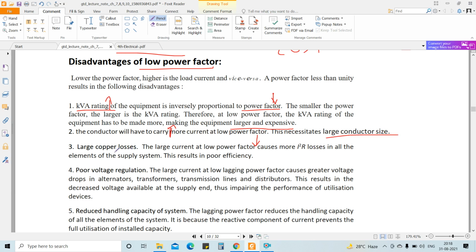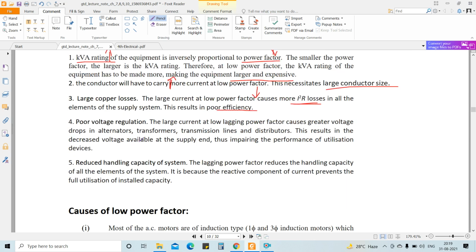Then the large copper loss: large current at low power factor causes more I square R loss, and this reduces the efficiency. That means when the power factor is low, the current flow is large, and if the current is large, then I square R loss is more. So due to more losses we can call it large copper loss.